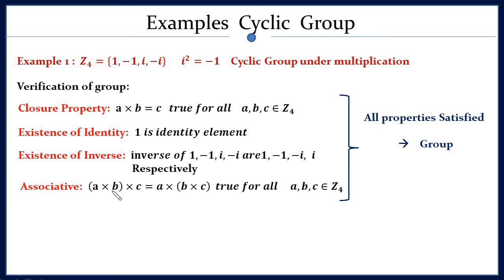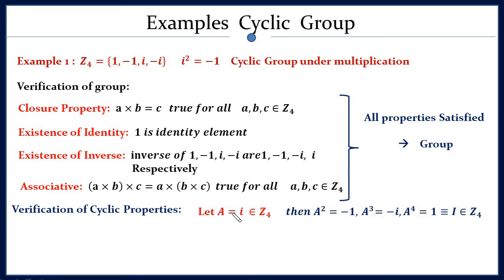Now we will verify for the cyclic group. So we will consider i as A. As per the definition, all the integer powers of A must be in this group till A to the power n such that A to the power n is identity. So if A is i, then A square will be -1, A cube is -i, A to the power 4 is 1, and 1 is the identity element. So we cannot go further because A to the power 5 will be again A. Therefore, it has 4 elements.